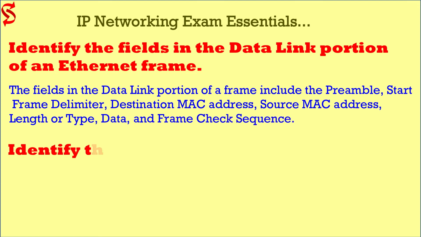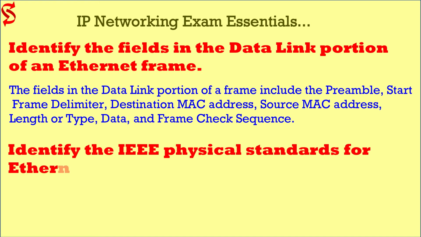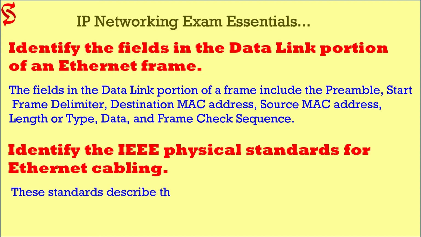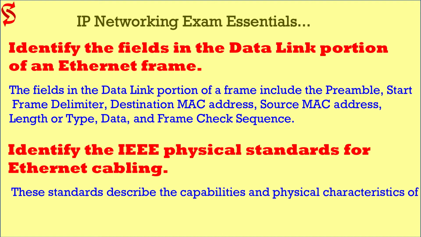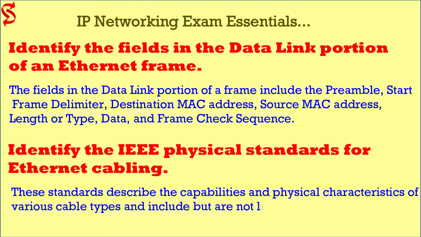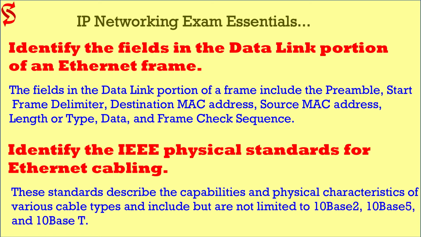The sixth question is, identify the IEEE physical standards for Ethernet cabling. The answer is, these standards describe the capabilities and physical characteristics of various cable types and include, but are not limited to, 10Base2, 10Base5 and 10BaseT.